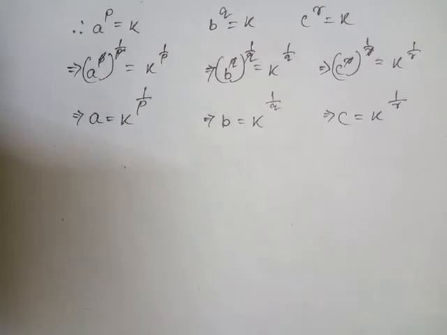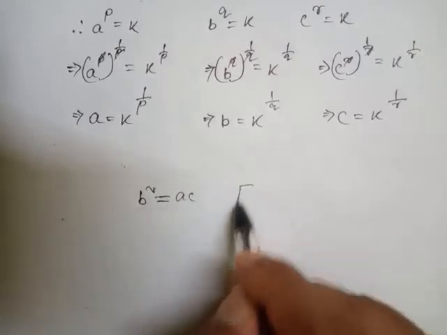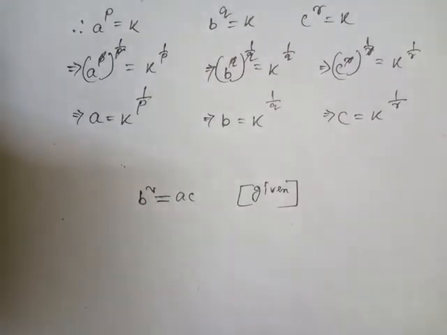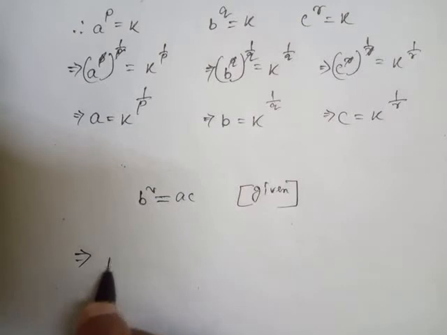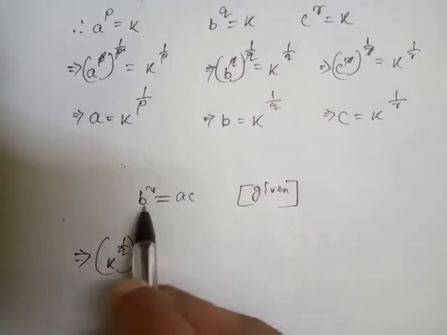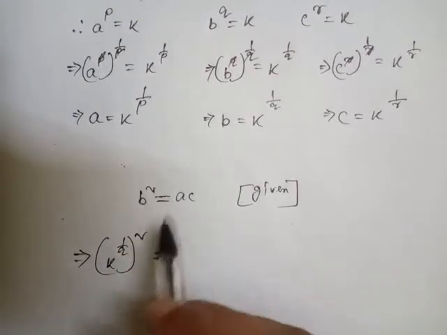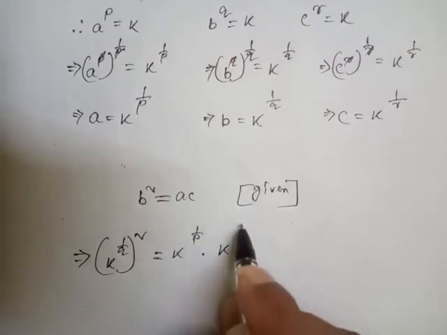One more condition is given in this question, that b square equal to ac. It is also given in the question. Now I will just put the value of b, a and c. We'll check whether it is true or false, or we have to show that 1 by a plus 1 by b plus 1 by c equal to 3 by c. Let's have a look whether it is right or wrong. So in place of b, I will put the value k to the power 1 by q, whole square. Since b equals this value, I put it here in b square. Now the value of a is k to the power 1 by p, into the value of c, which is k to the power 1 by r.